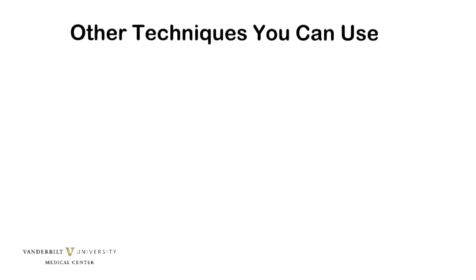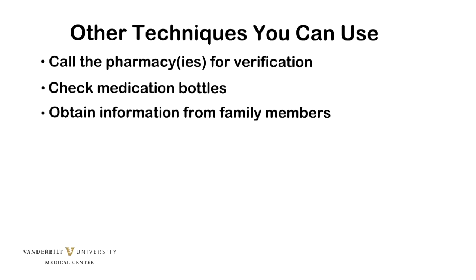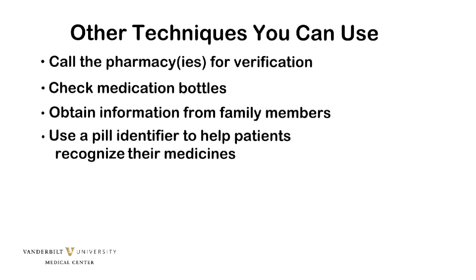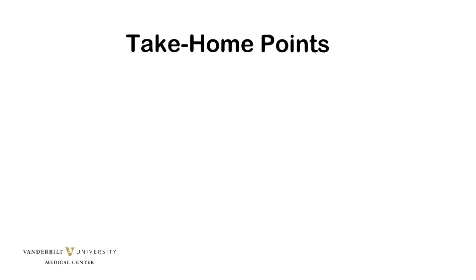Several other techniques not shown in these videos can increase the accuracy of the medication history. You can call the patient's pharmacy or pharmacies, perform a brown bag review of the patient's medication bottles, or obtain information from family members. Pill identifiers, like the one available on drugs.com, can be helpful for patients who know the appearance but not the name of their medications, or who bring in their pills but have removed them from the bottles.